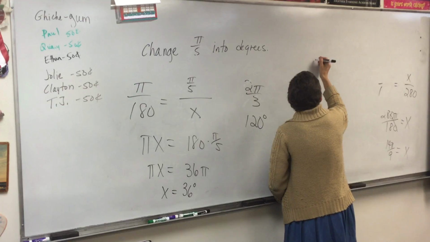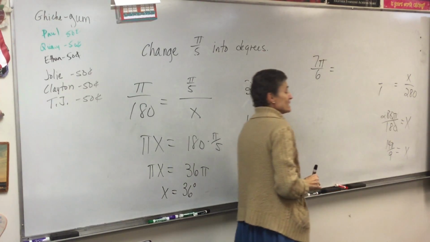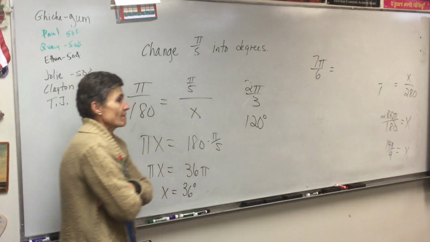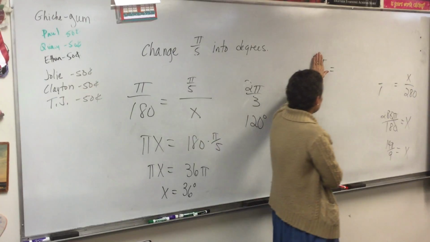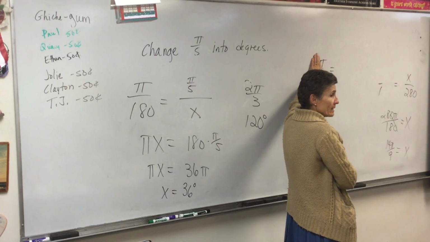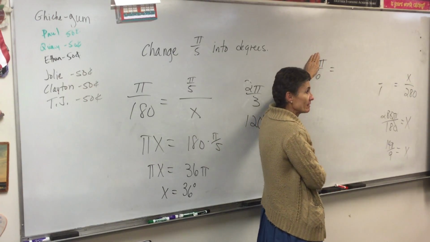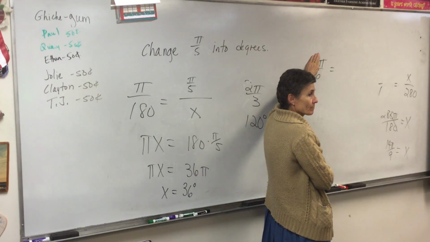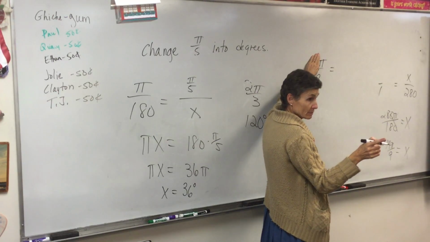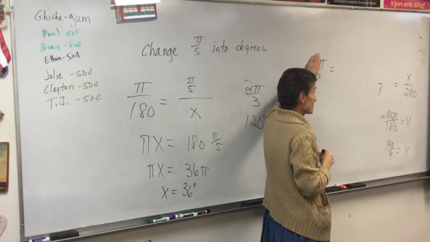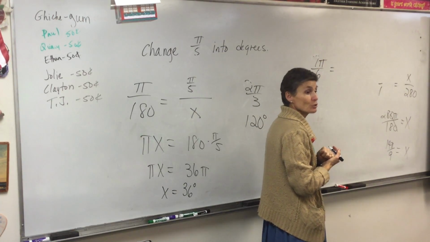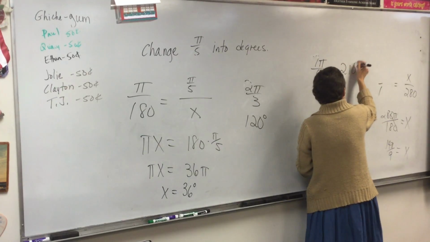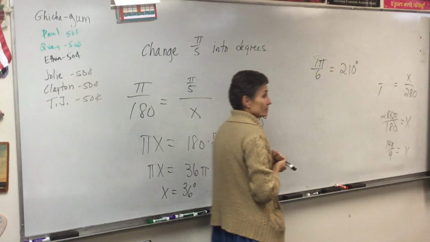How about 7 pi over 6? How many degrees is 7 pi over 6 radians? Okay, what's pi? 180. What's a sixth of that? 30. Right? 180. A sixth of it would be 30. Times 7 would be 210. That's 210 degrees.